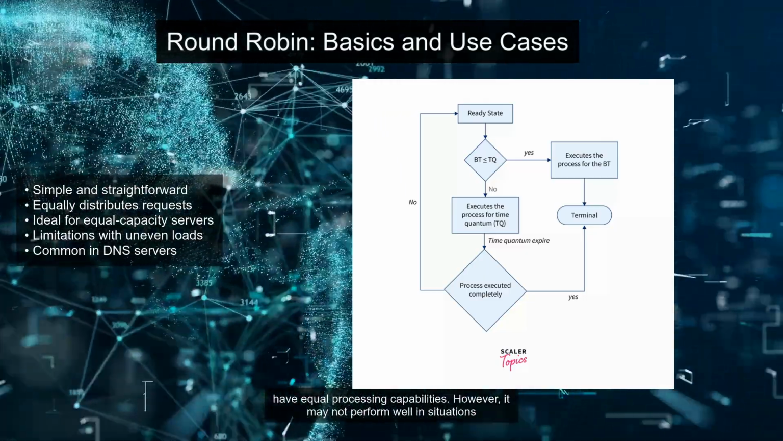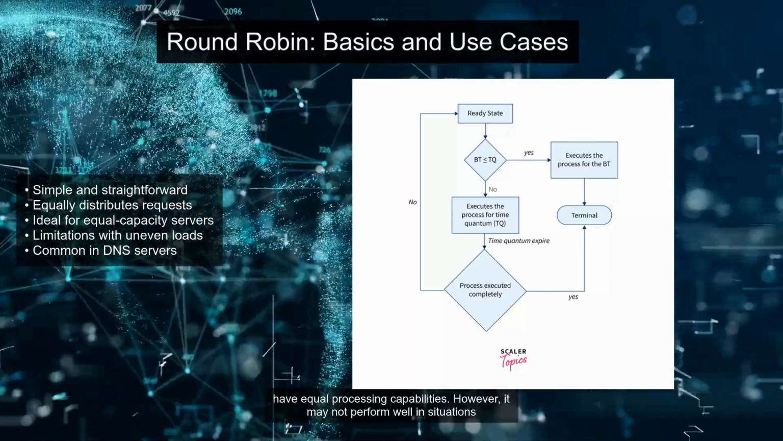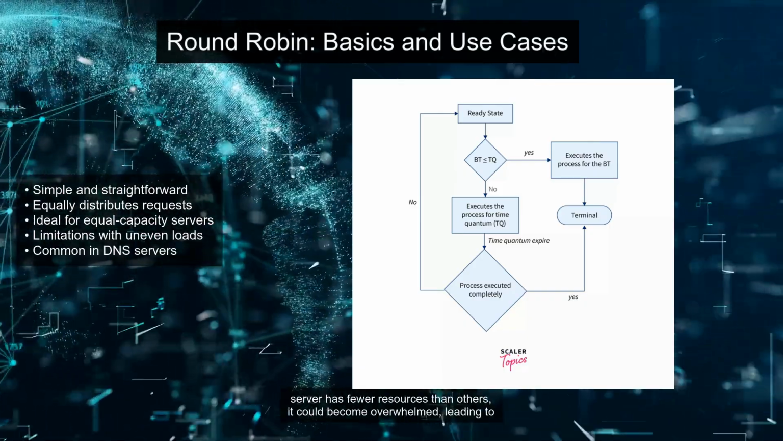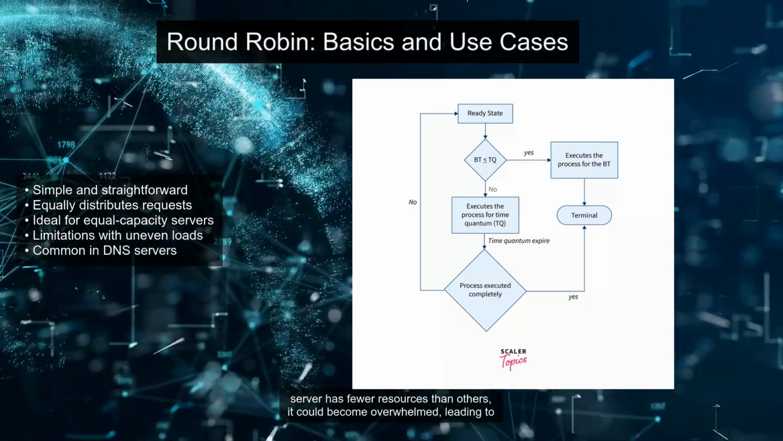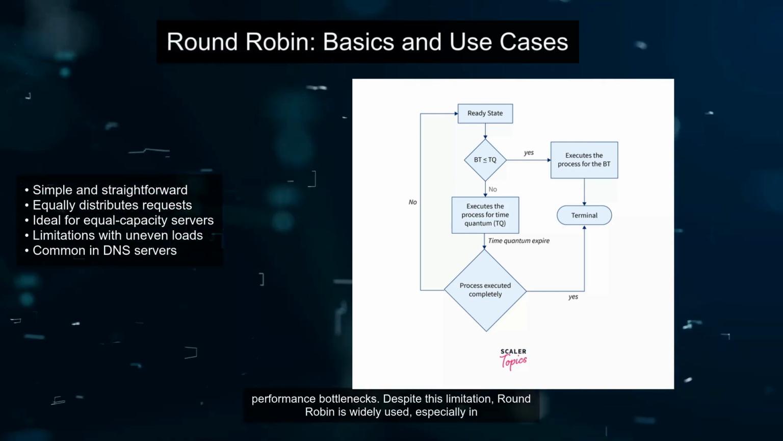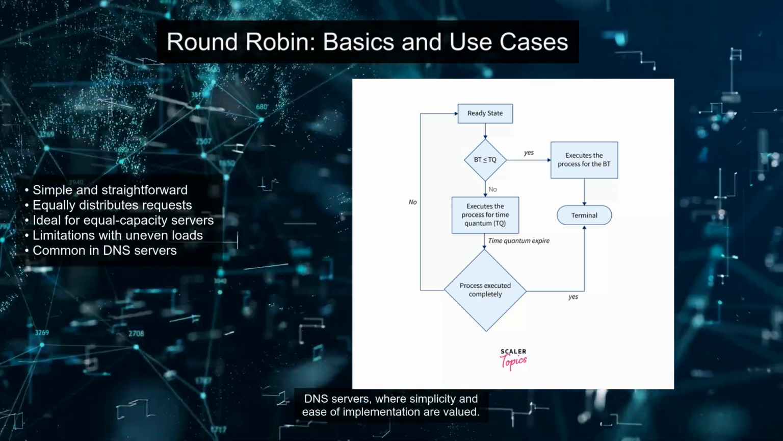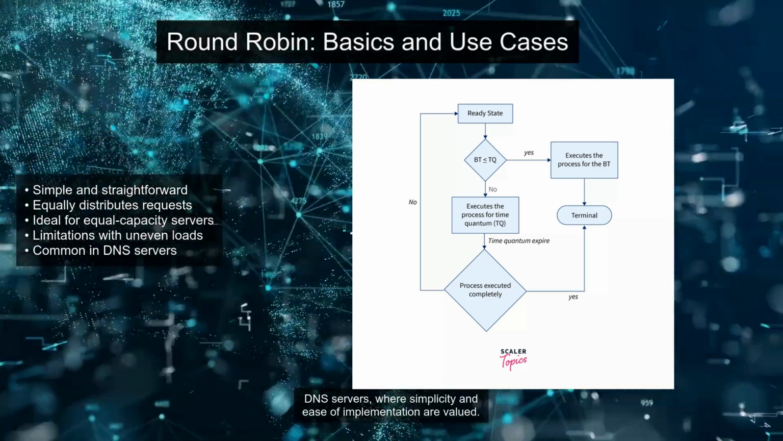However, it may not perform well in situations with uneven server loads or varying request sizes. For example, if one server has fewer resources than others, it could become overwhelmed, leading to performance bottlenecks. Despite this limitation, round robin is widely used, especially in DNS servers, where simplicity and ease of implementation are valued.